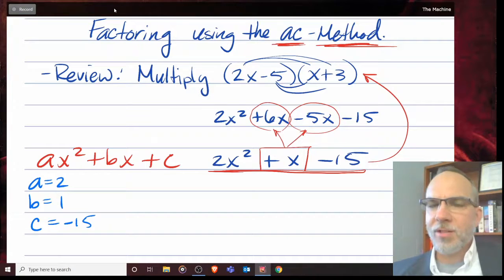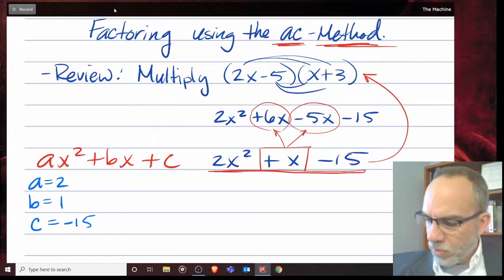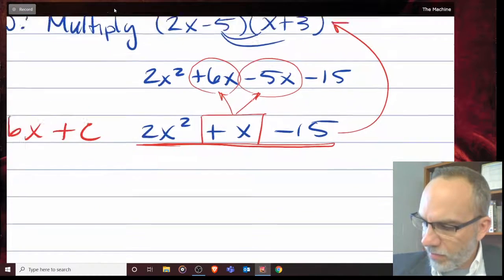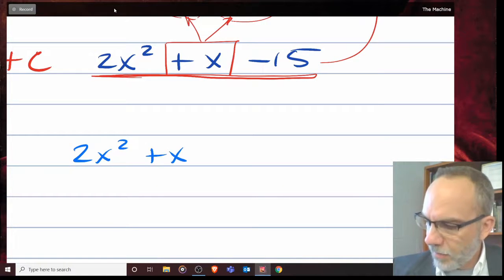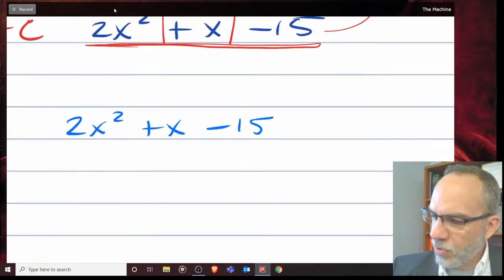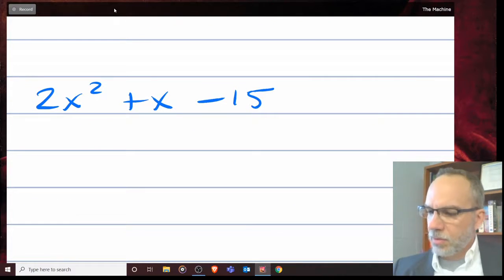So watch the method that I'm going to use here. And I recommend that you put your pencil down if you're taking notes and that you just watch and listen, and then pause the video to get yourself caught back up when you need to. So let me start with the piece that we've got here. Let me start with 2x squared plus x minus 15. And now I'm going to obscure the original answer there.